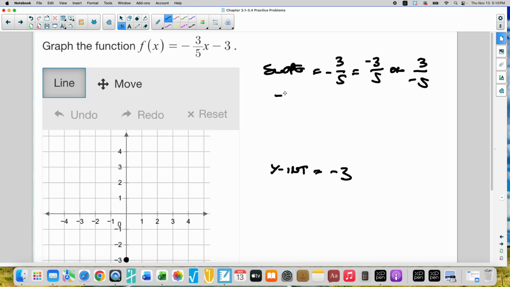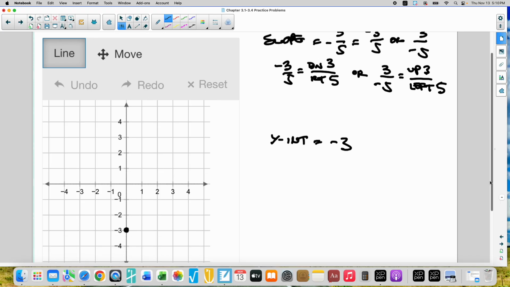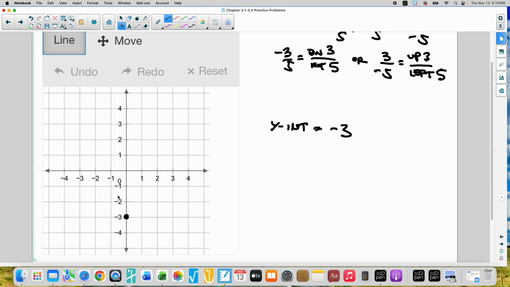So if I keep it on the top, that is down 3 and then right 5. Or if we have 3 over -5, that is up 3, and that is left 5. So let's do both ways. We can go down 3, 1, 2, 3, and then down 3, and then right 5.